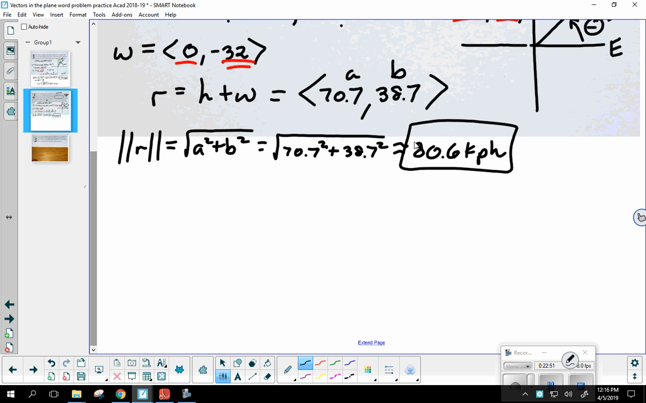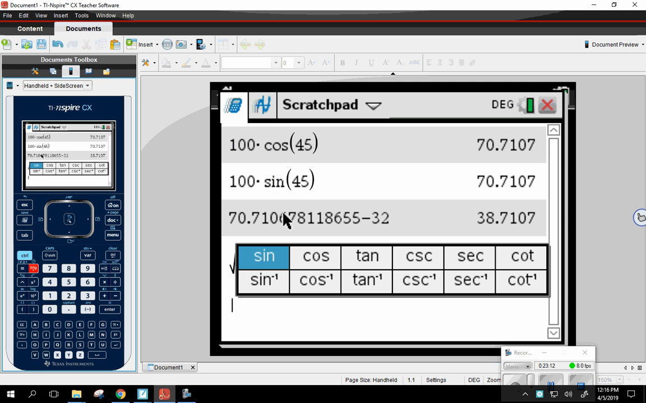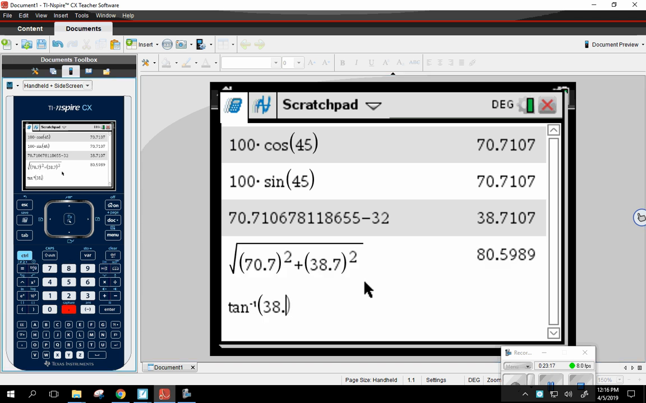Tangent inverse. Okay, so the formula is tangent theta equals B over A. But Angel is saying tangent inverse of, now remember, B over A, 38.7 over 70.7. That's going to give me theta. Okay, so I'm going to go ahead and come on over here. Let's see. Tangent inverse. What was it? 38.7 divided by 70.7? Okay.